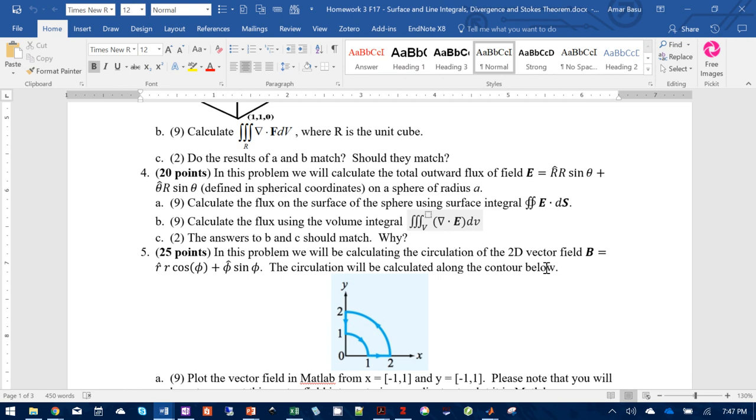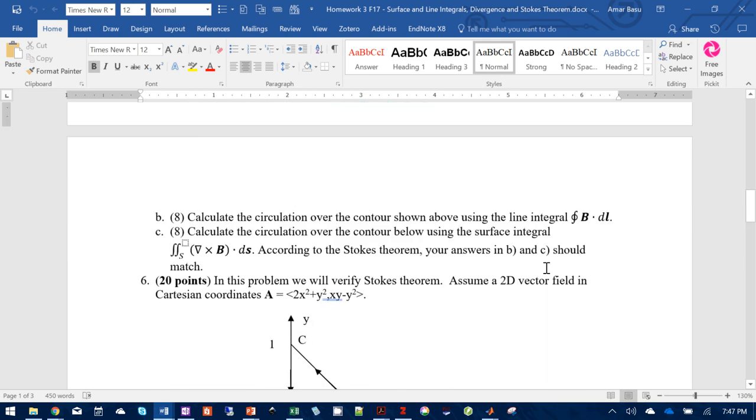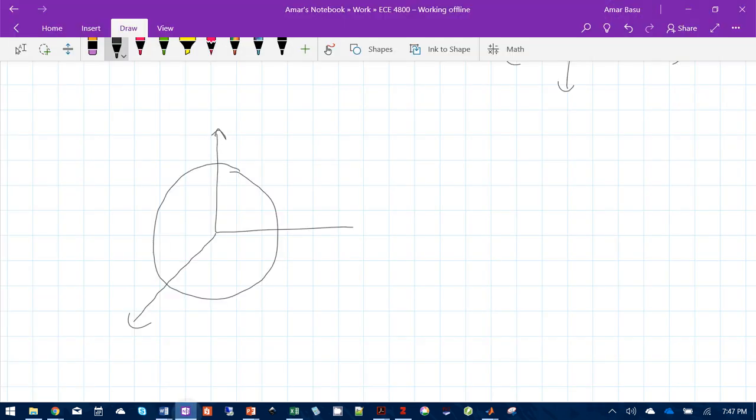Yep. Come on up. Did you want to draw on the Word thing or just in OneNote? There we go.